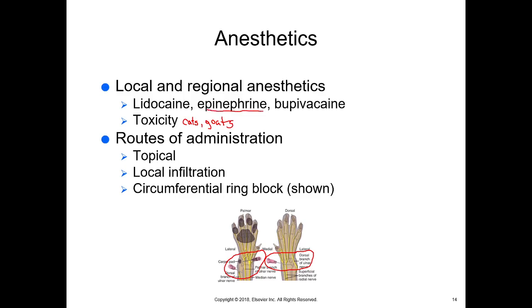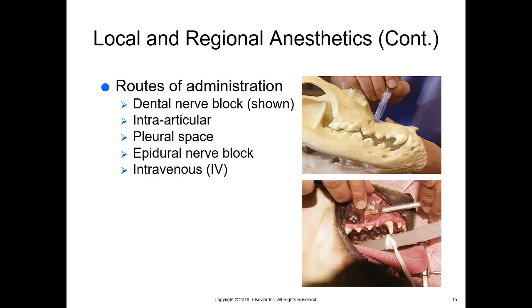One thing I'll say about epinephrine, this is often found in local anesthetics like lidocaine. The reason that it is that epinephrine will vasoconstrict or shut down the blood vessels a little bit to this area, which will actually keep this drug in this area for longer. So it prolongs the action of the local and regional anesthetics. We can apply this topically, infiltrate it, or do this circumferential ring block specifically.